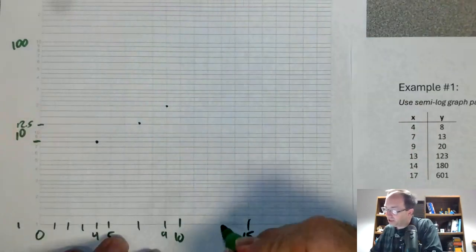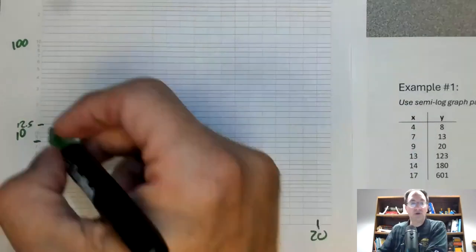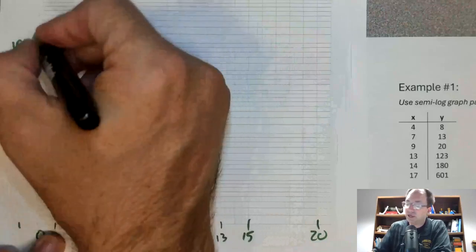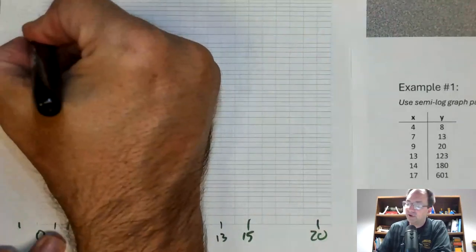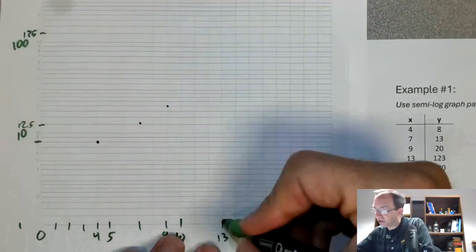13 is right here, and that corresponds to 123. Well, since this is 100, then that means this is 125. So 123 is going to be pretty close to that.